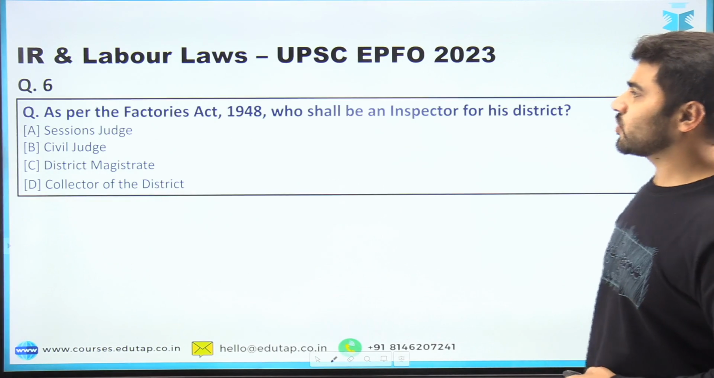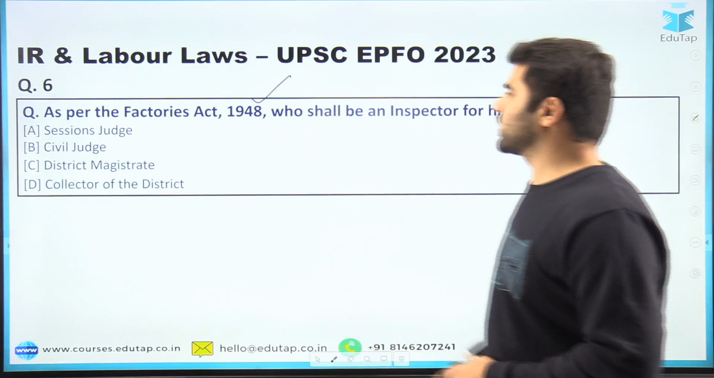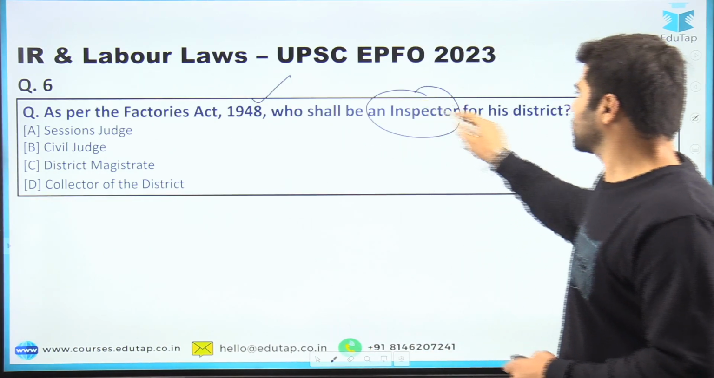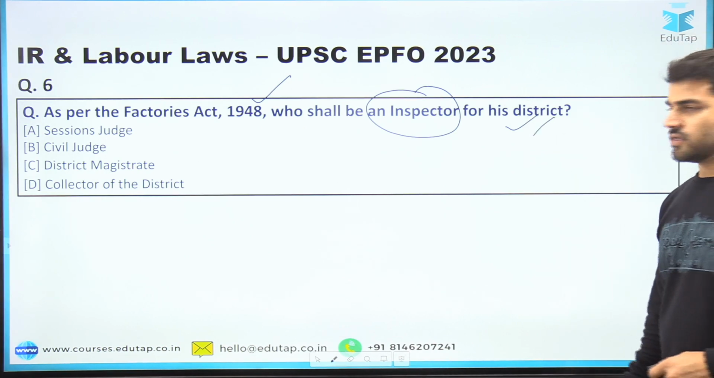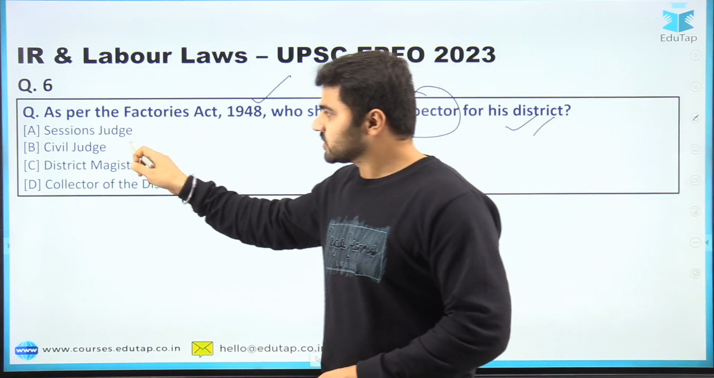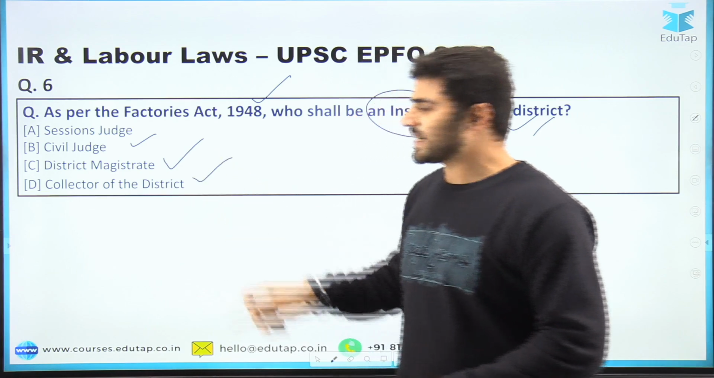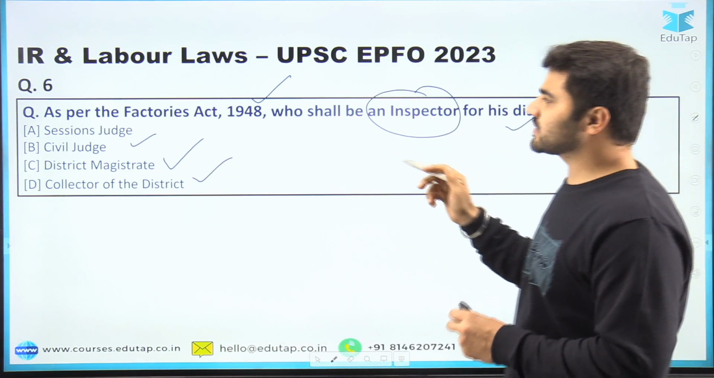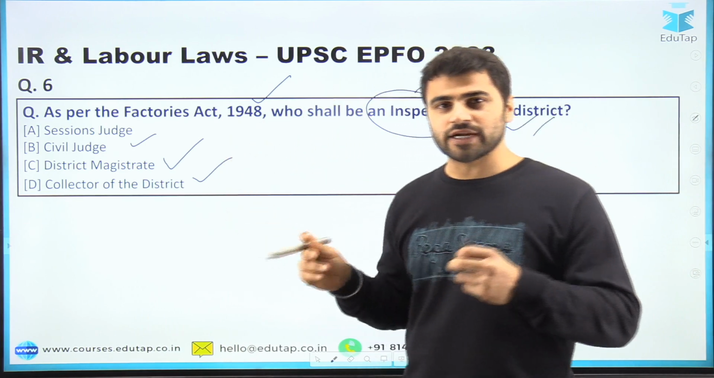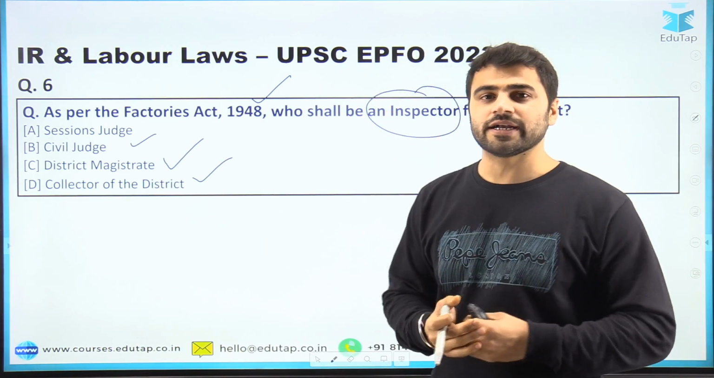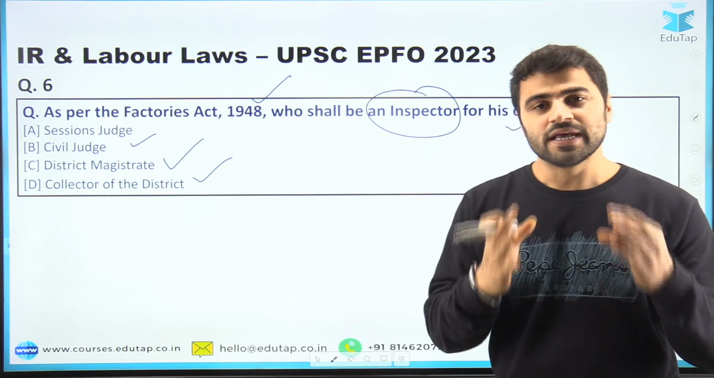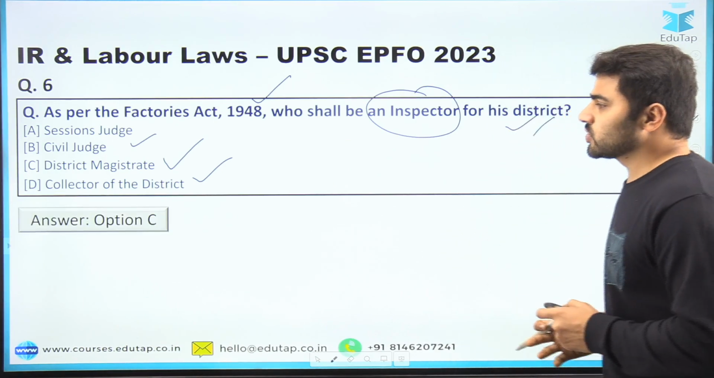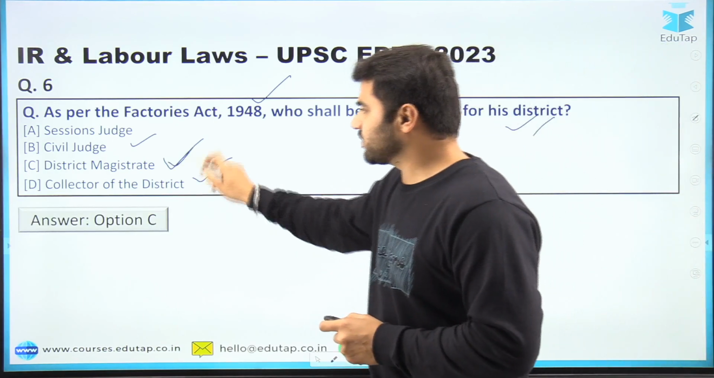Now question number 6. As per the Factories Act 1948, who shall be an inspector for his district? Your options are sessions judge, civil judge, district magistrate, or collector of the district. Tell me the right answer. If you are covering Factories Act, you need to cover in such a way that you can cover all the important information, all the important provisions mentioned in the Act itself. So the right answer is option C, that is district magistrate.